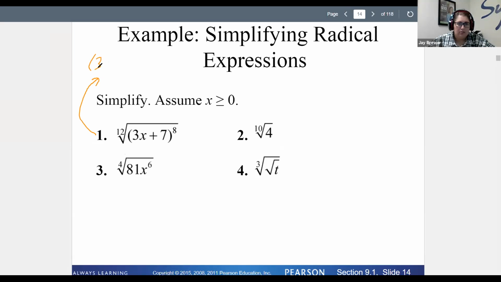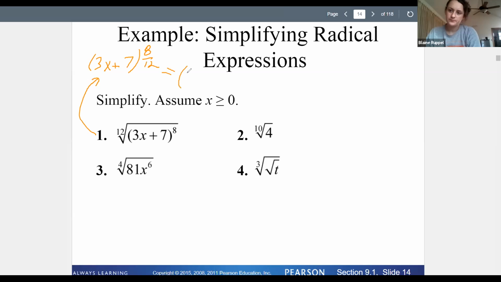So we're going to change this to an exponential. And remember my index goes on the bottom, so then it's going to be 8 over 12. Is 8 over 12 in simplest form? No. So what's 8 over 12 become? Thirds. 2/3. Very good. So 3x plus 7 raised to 2/3.